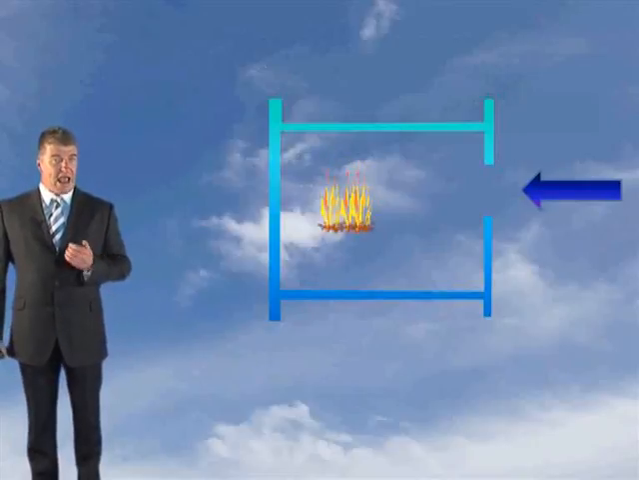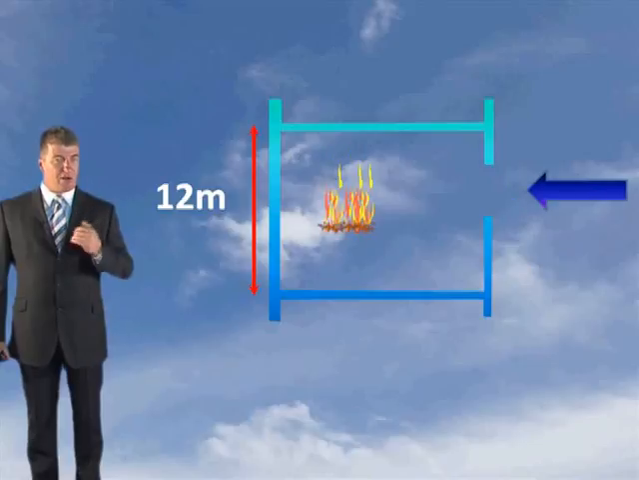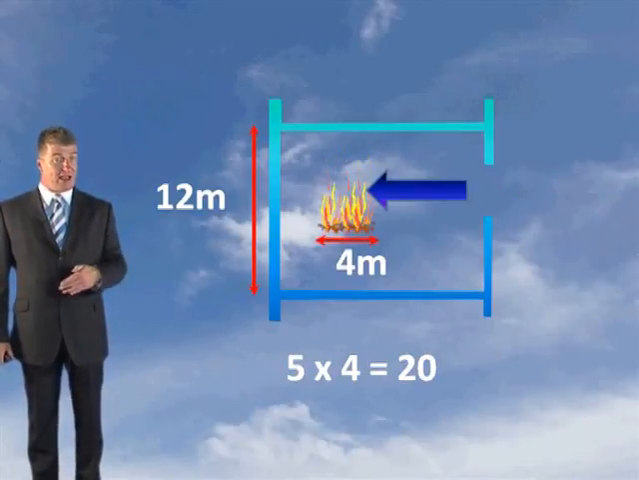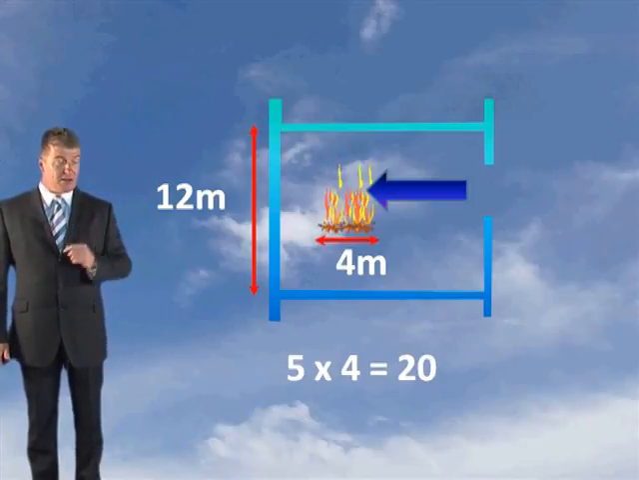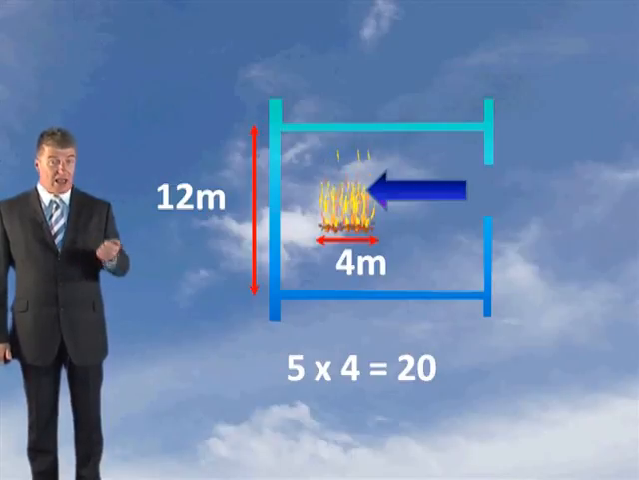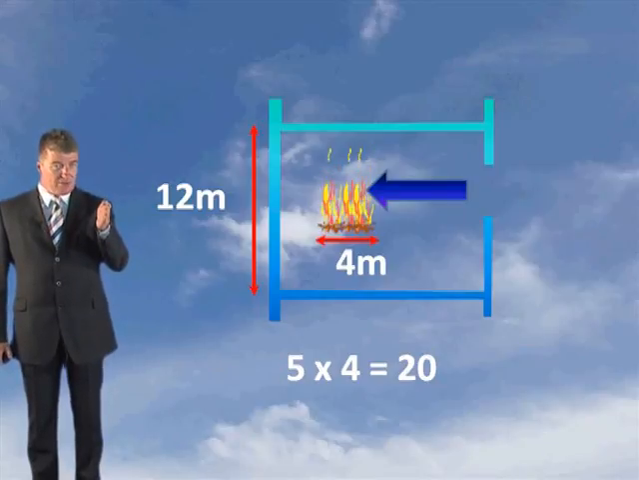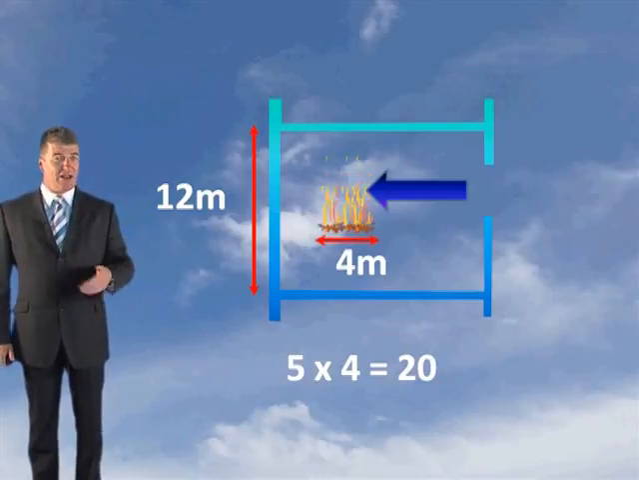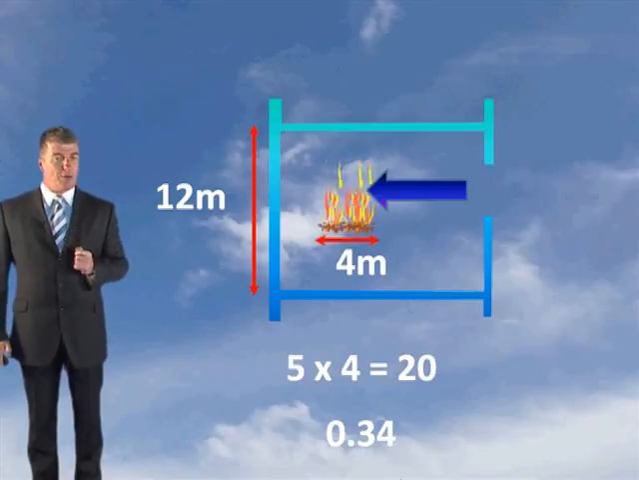Now, in this case, air can enter from only one direction, and the maximum room dimension is 12 metres. 5 times the longest dimension of the source, which is 5 times 4, is 20. So the room dimension of 12 is less than 20, and therefore this is classified as a small room. In this way, the coefficient to use is 0.34.